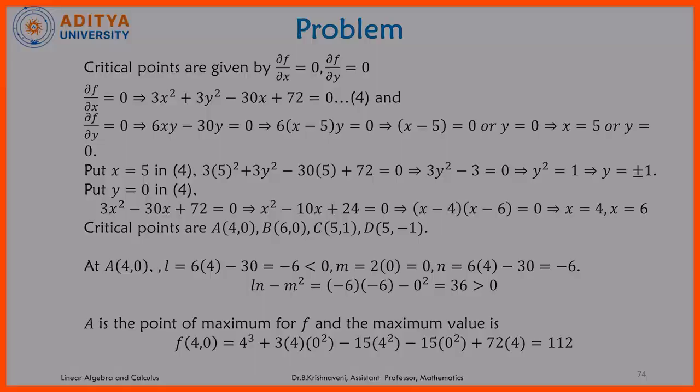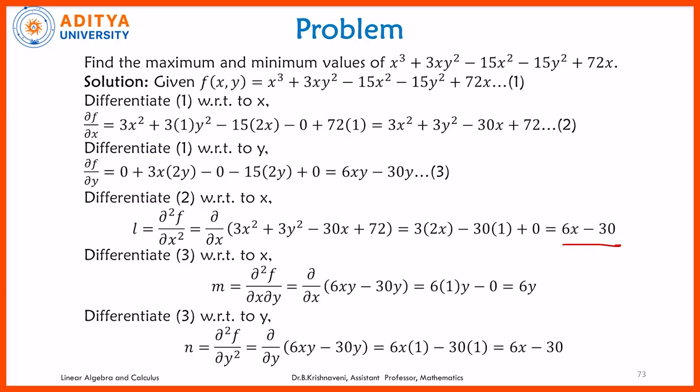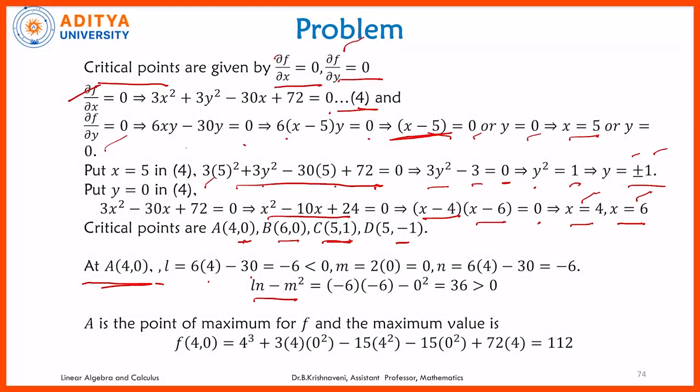And N is equal to, now again, what is N? 6x minus 30. Therefore we again get N equal to minus 6. Now find ln minus m square. L is minus 6, n is minus 6, minus m square, 0 square, which is equal to 36, greater than 0.